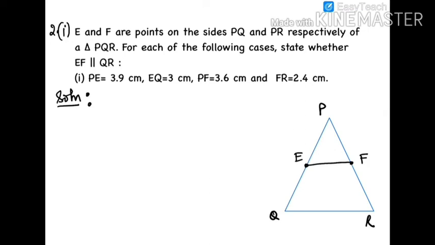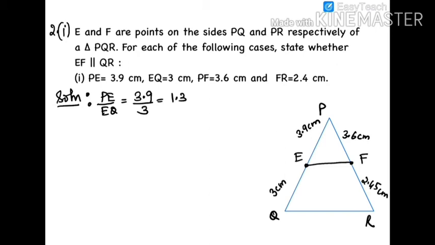So let's mark the sides. PE is 3.9 centimeters, EQ is 3 centimeters, PF is 3.6 centimeters and FR is 2.4 centimeters. So let's find out PE upon EQ. That will be equal to 3.9 divided by 3, which is equal to 1.3. Now let's find the ratio of segments of other side. So PF upon FR is equal to 3.6 divided by 2.4.